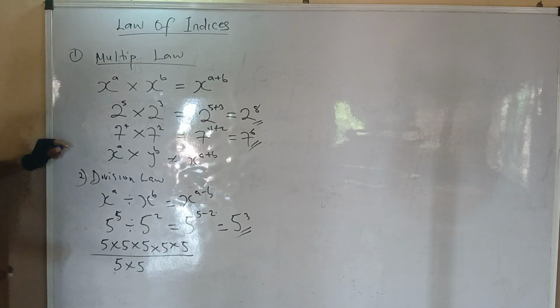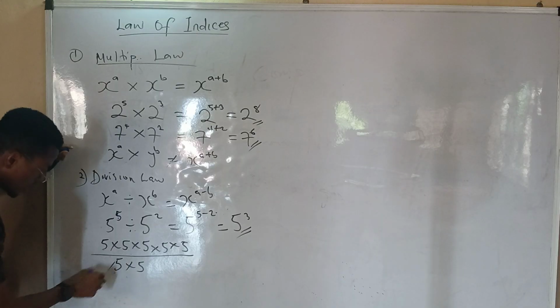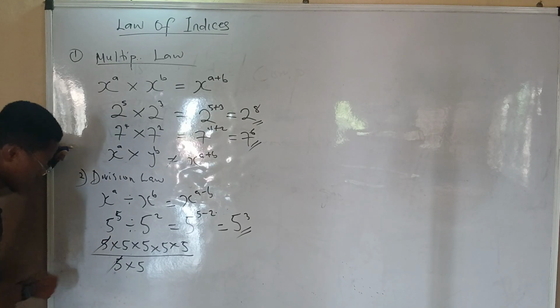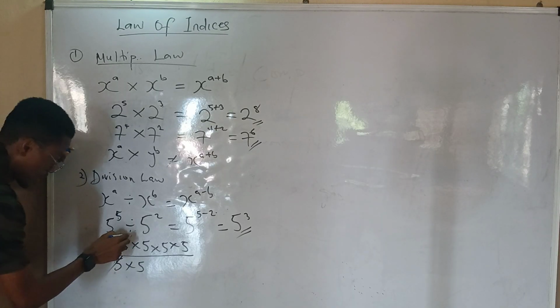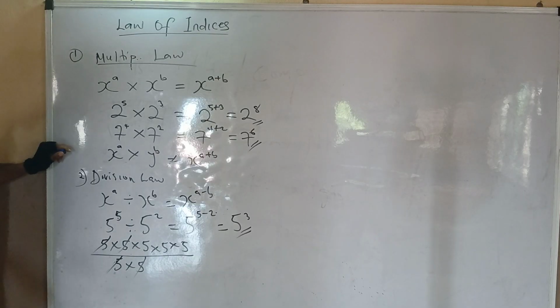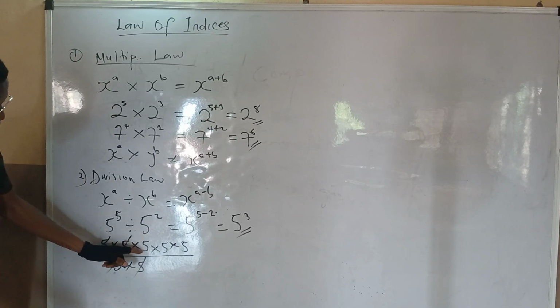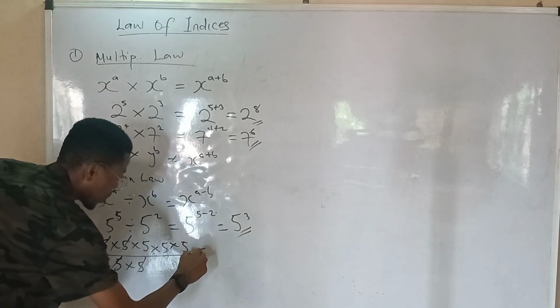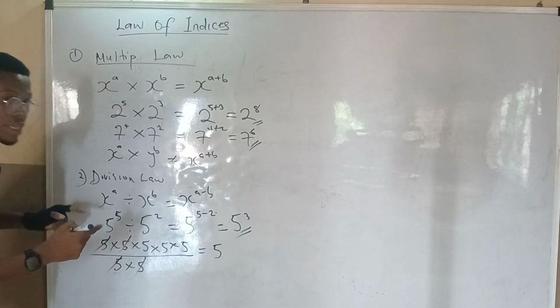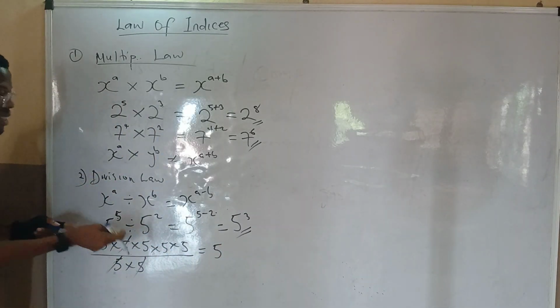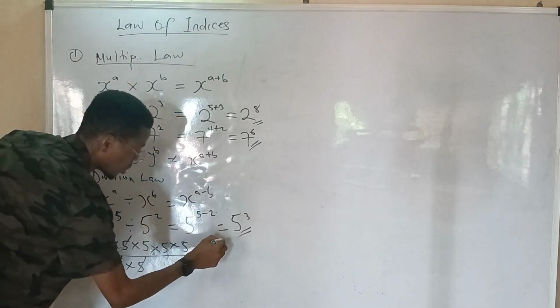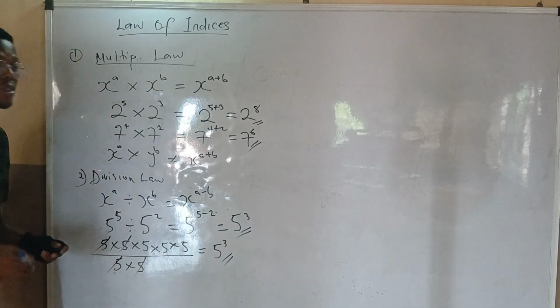Now with division, we divide. This cancels this, and that is dividing. This also cancels this, and that is dividing. So how many do we have left? We have 1, 2, 3, which is the same thing as 5 in three places. Now our power will be what? Because it appears 3 times, our power is 3. Are you seeing it?